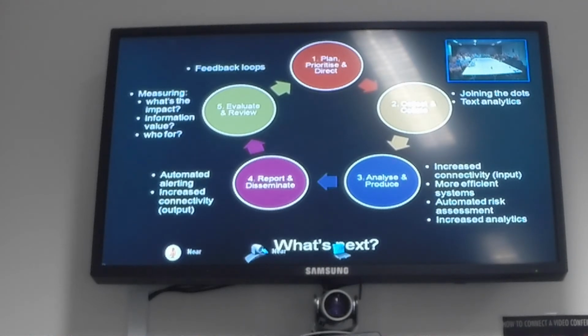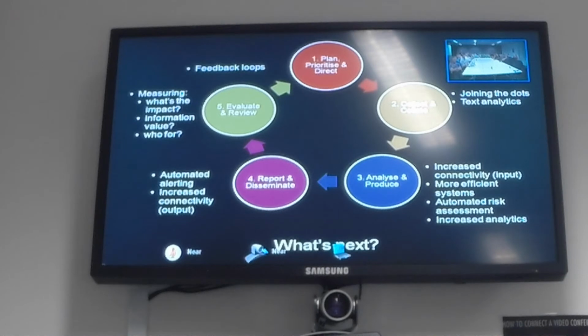And then we're starting to tackle number 5, and this is particularly important. We need to be better at measuring the impact that we are having. We need to be much better at deciphering what is the value of the information that we've got so that we can prioritise what we collect. And that means we need to know who it's valuable for. We've got to have a much better understanding of the community and what they are doing. And then finally, we're going to close the loop. We're going to actually start to use what we've done to plan and prioritise and direct, rather than starting from scratch.